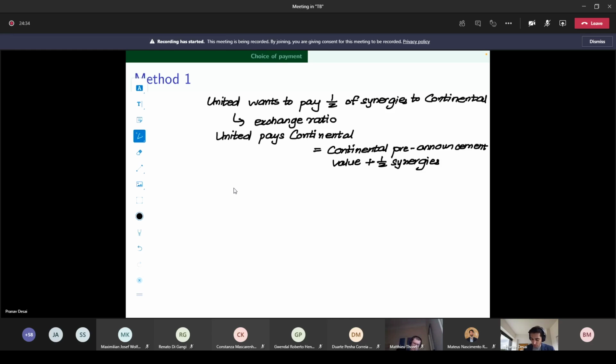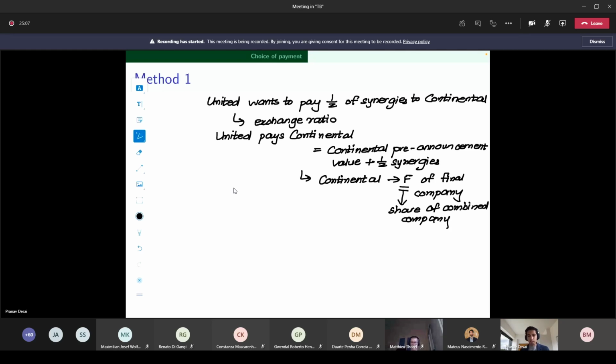As a result of this, Continental ends up with a fraction F of the final company. This is to give you an idea of what this F is: F is the share of the combined company which Continental shareholders are going to hold.